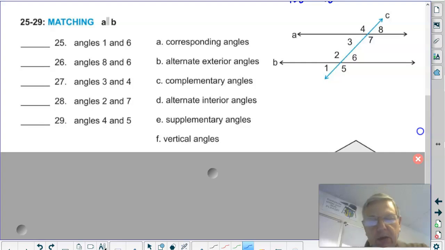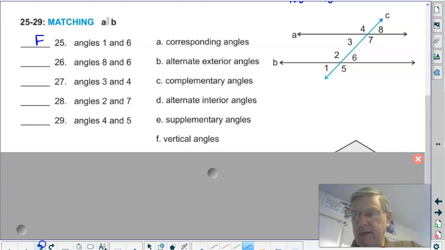Okay, matching. So we got parallel lines and a transversal. All right, so let's go through angle 1 and angle 6. So just to be clear, here is angle 1 and here's angle 6. Do you see the vertical angles? Those are vertical angles, and that would be F. 25 is F.